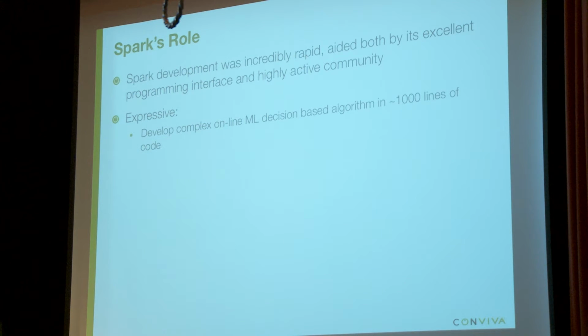We were able to develop this complex online ML decision-based algorithm in about 1,000 lines of code. And it was, as a result, very easy to prototype these algorithms and develop as we were working along. It also made scalability a far more manageable problem, right? We saw the CDN heterogeneity, and we could approach it in the mindset of what algorithms are we going to use, how are we going to solve this problem, and not how are we going to compute all the data in time.